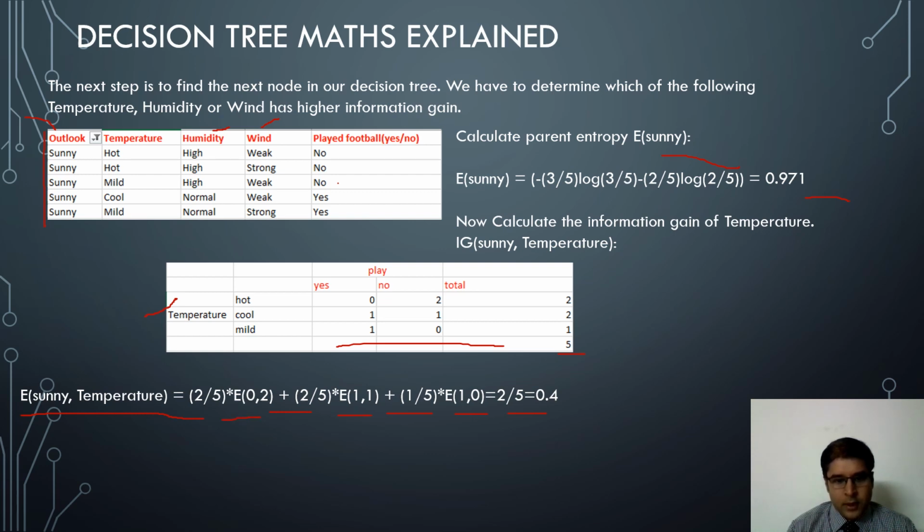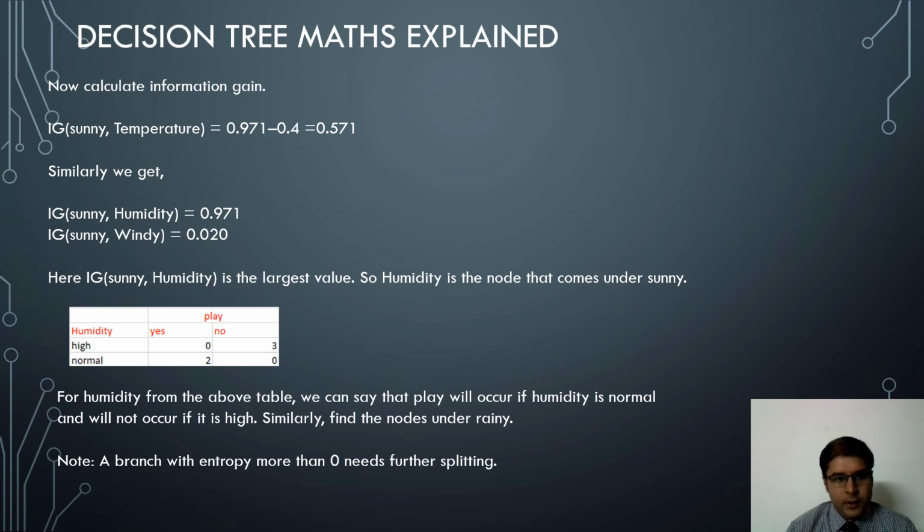Similarly, we calculate the weighted entropy for the entire temperature feature. That comes out to be 0.4 after calculations. Now we calculate the information gain. So information gain for sunny and temperature will be the entropy of sunny minus the entropy of sunny temperature, that is 0.971 minus 0.4, which is equal to 0.571. Similarly for humidity and windy we get these. Out of these, humidity is the highest here. So we take humidity as the node that comes under sunny.